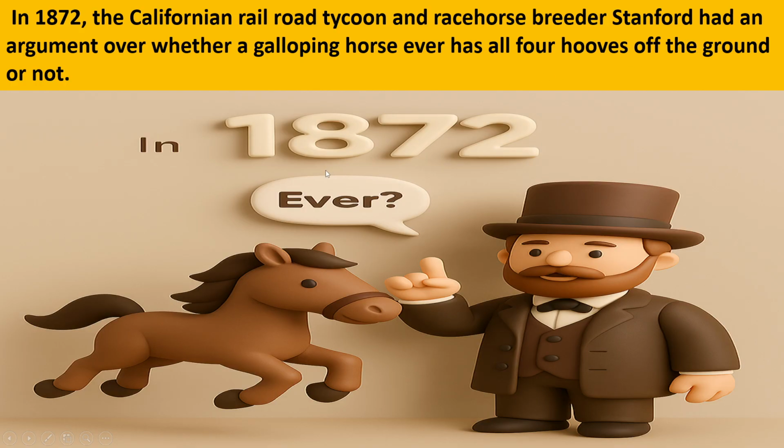Here was the discussion. This racehorse breeder, Stanford, is arguing with everyone that when a horse is running very fast, it sometimes lifts all four legs off the ground. This is Stanford's argument. This argument is the base for the research of the film.